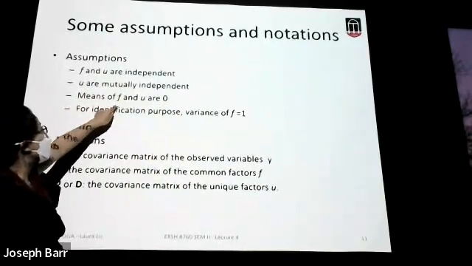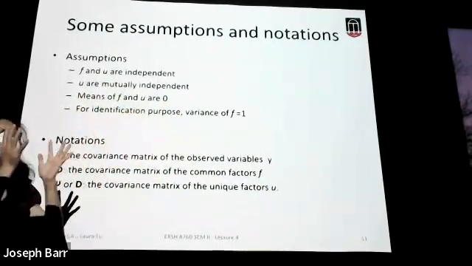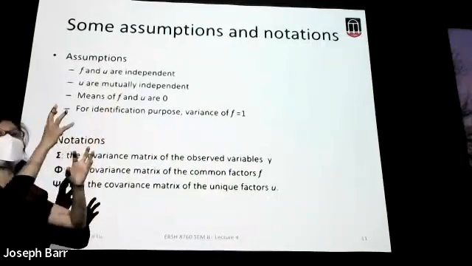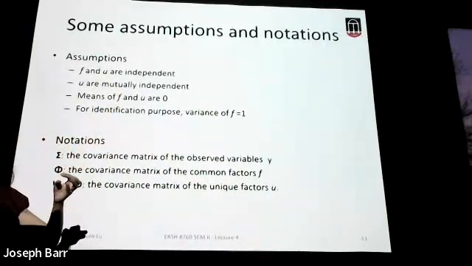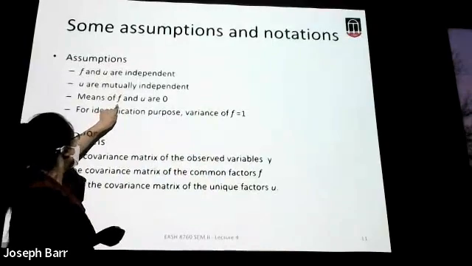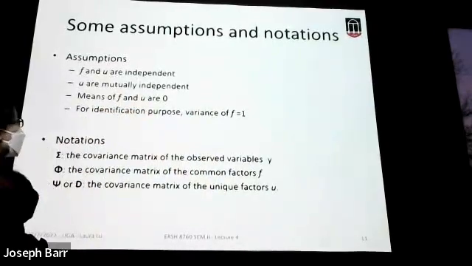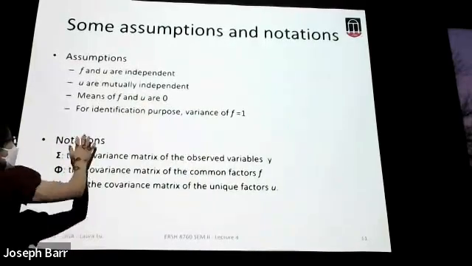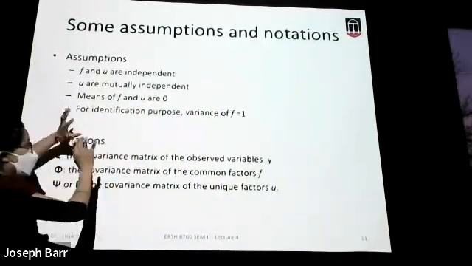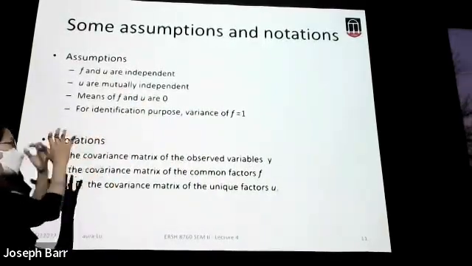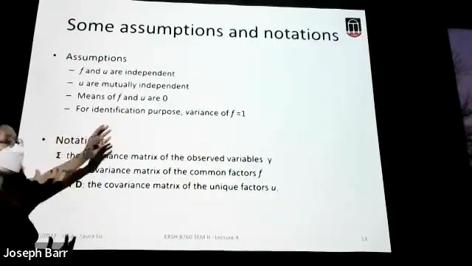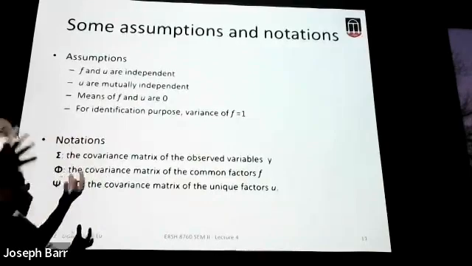And the means of U and F are 0. So we assume they have already been centered. That's why there's no intercept term in the previous form. These two are centered, with a mean of 0. And this next assumption is not necessary, but it's useful for our calculation, for identification purposes. Otherwise we may have a lot of solutions.